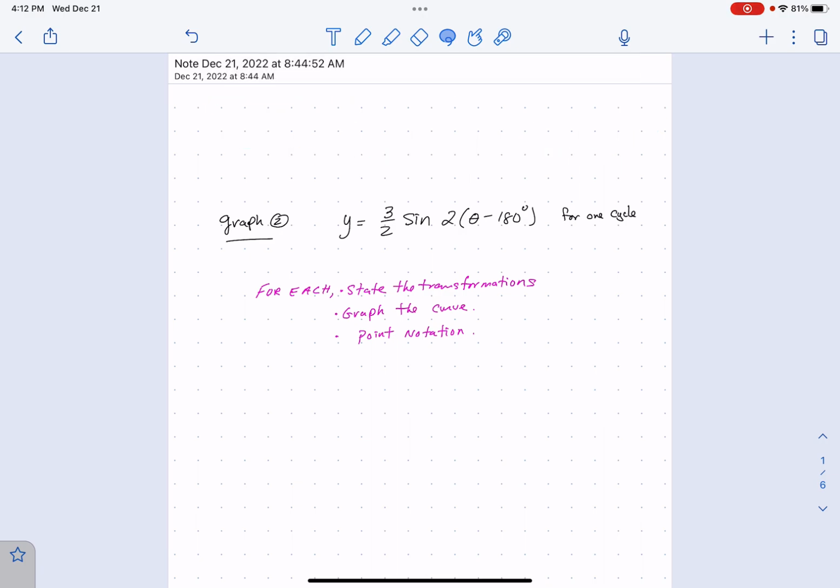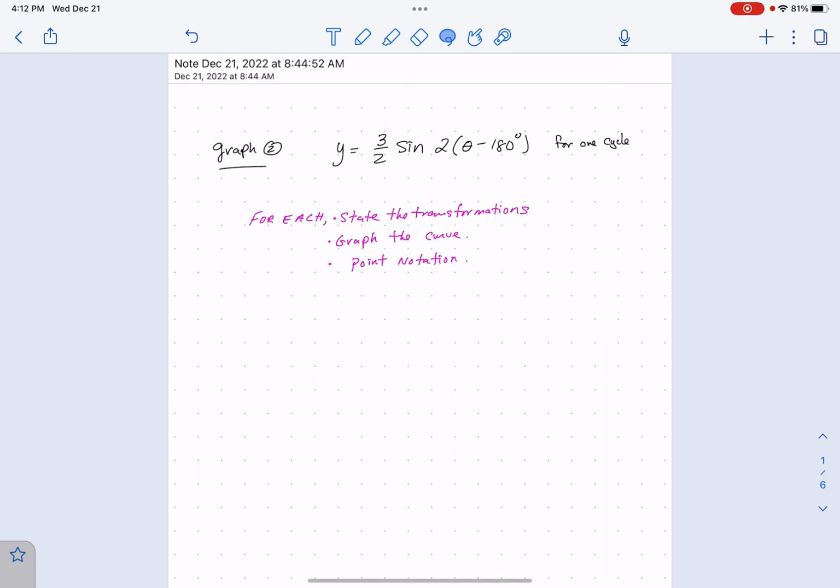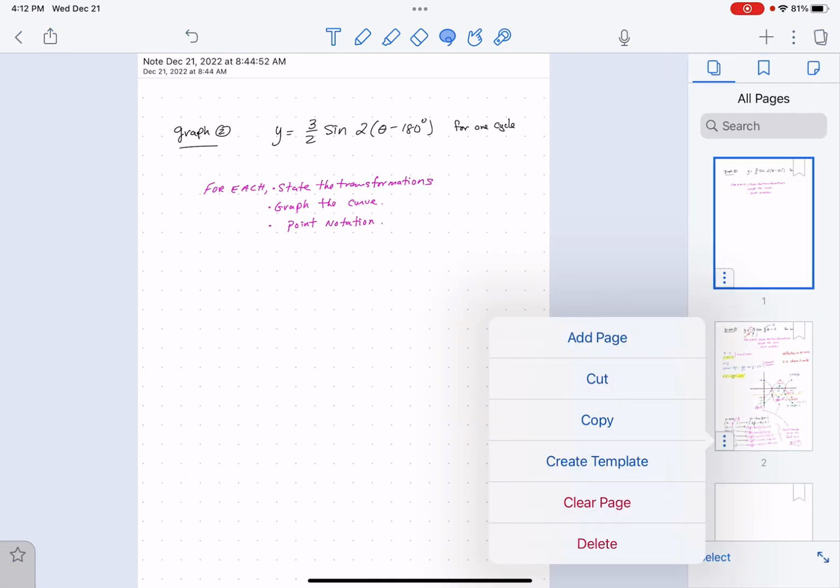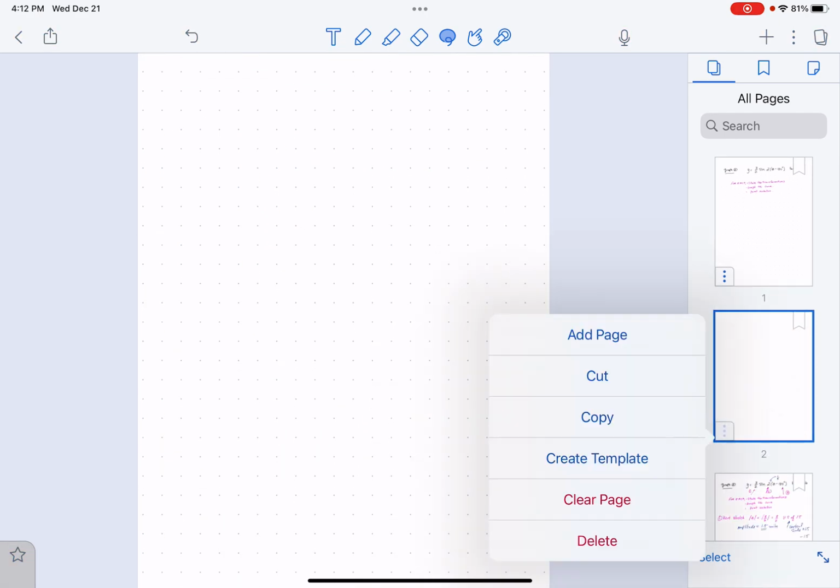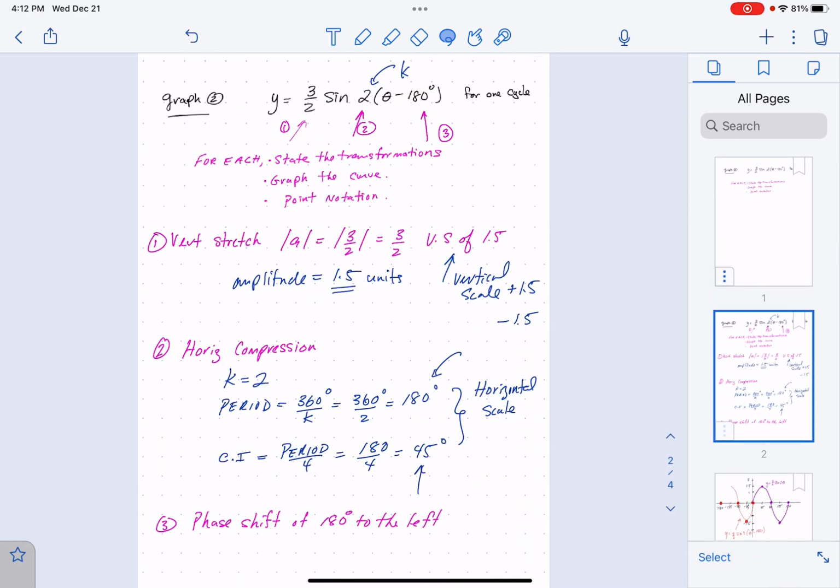Let's get rid of this. You already have the PDFs for that one. And let's move this up. Let's get rid of some of this stuff because we don't need it.